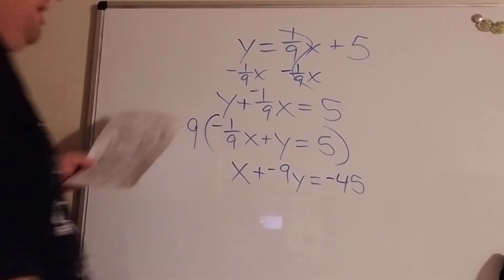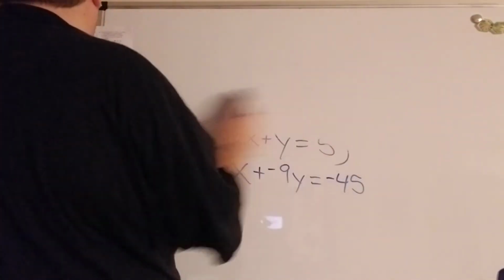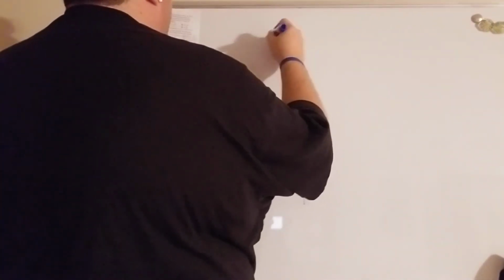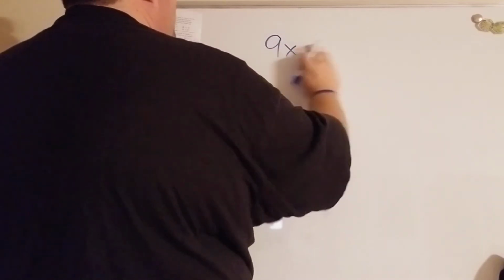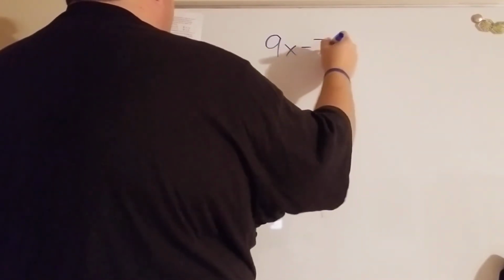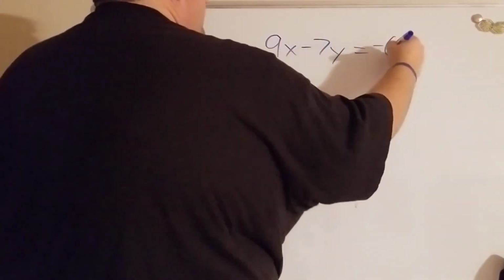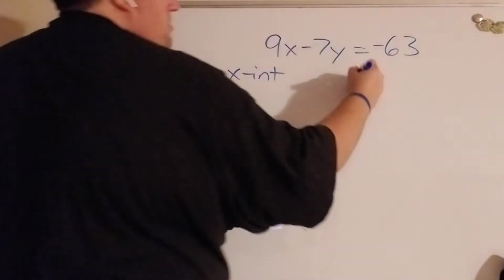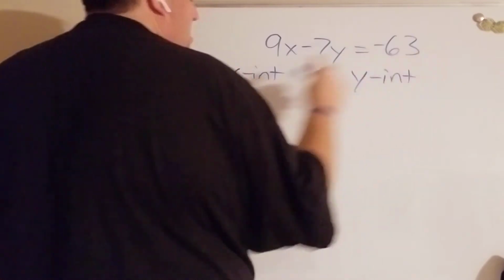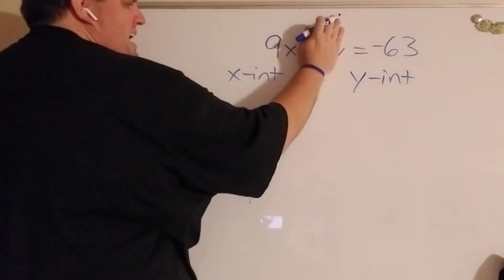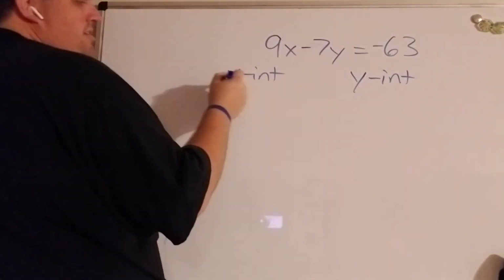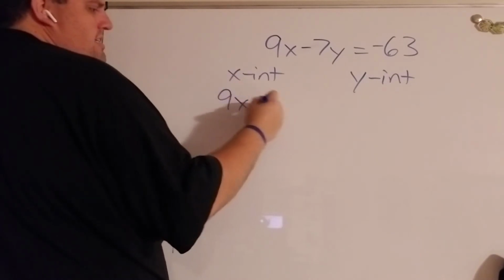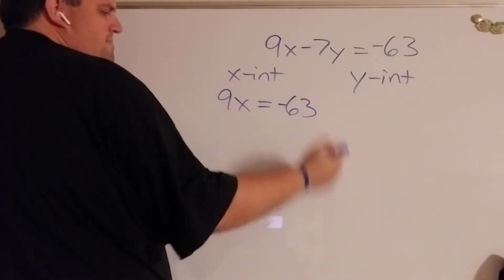Cool. Number 13, x and y intercepts. Same thing that we did on number 10, except for this time we don't have to graph. So 9x minus 7y equals negative 63. So x-intercept over here, y-intercept over here. On an x-intercept, the y is 0. So that's just going to give me 9x equals negative 63.